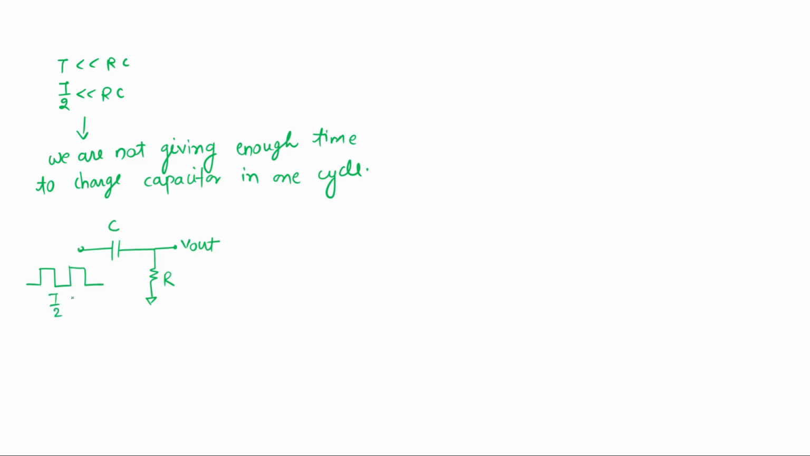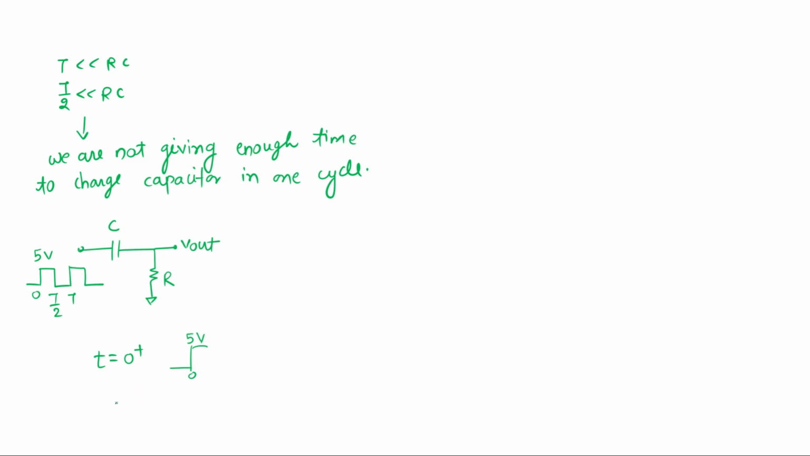This is my T/2, 0 to 5 volt. Okay, so T/2 is much lesser in comparison with RC. It simply means that when my input is taking excitation from 0 to 5 volt, again we are having a shorted cap. But we'll see that till T/2, my capacitor is not getting much time to charge fully. So it is charging to a very small value till T/2. Okay, so the simple mechanism is that the same will follow all these steps as we have followed previously.